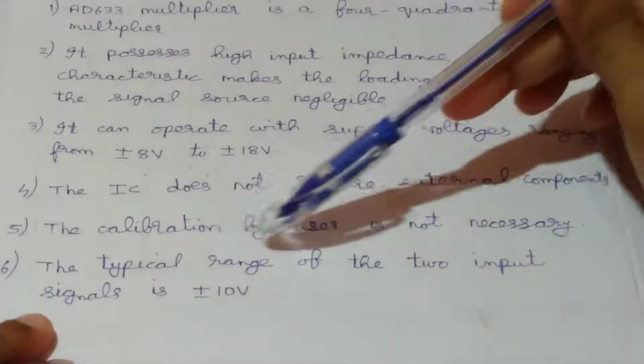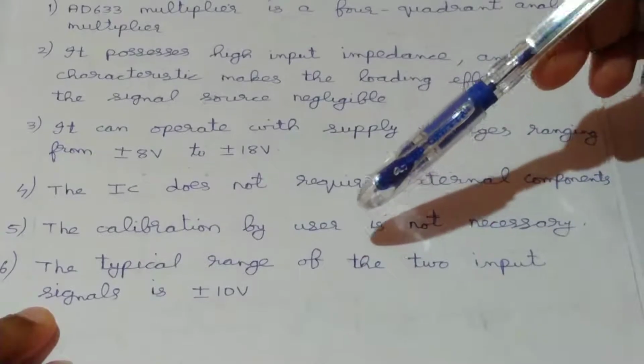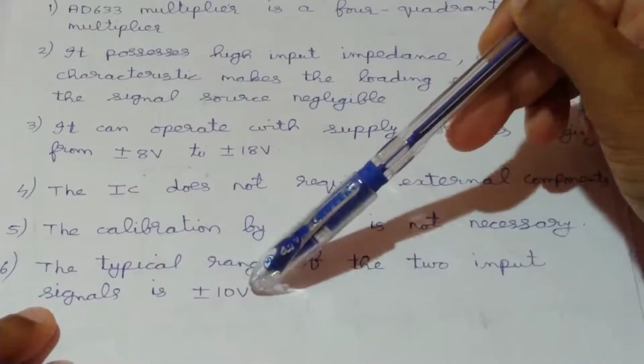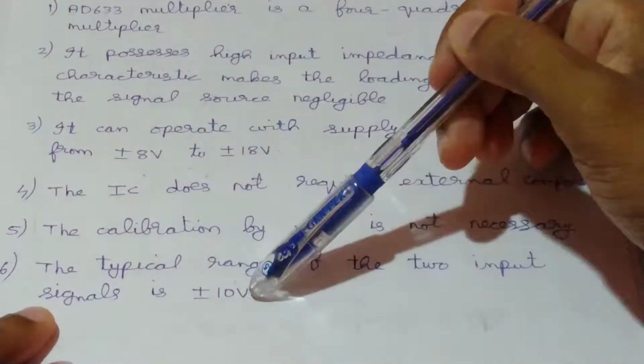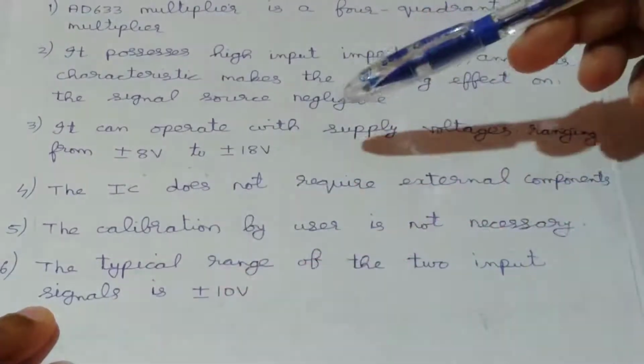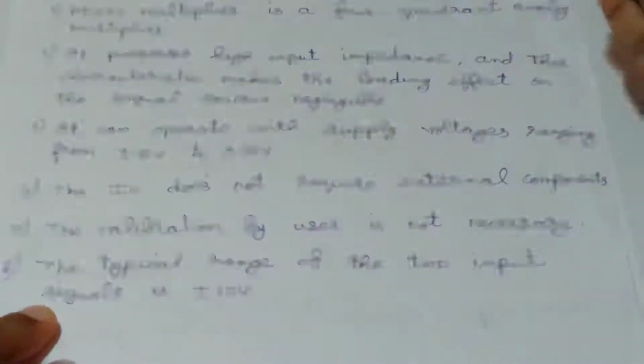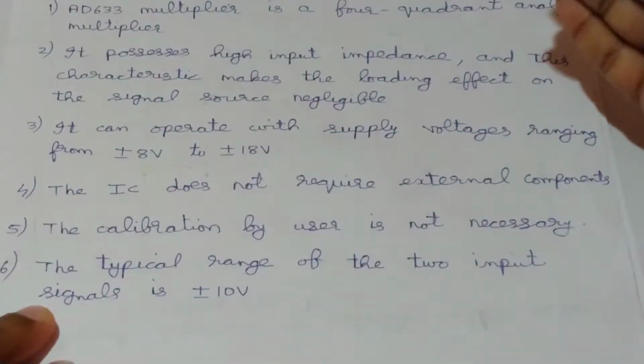Then the typical range of the two input signals is plus or minus 10 volt. The Vx and Vy inputs can range from minus 10 volt to plus 10 volt. The minimum value is minus 10 volt and the maximum value is plus 10 volt.